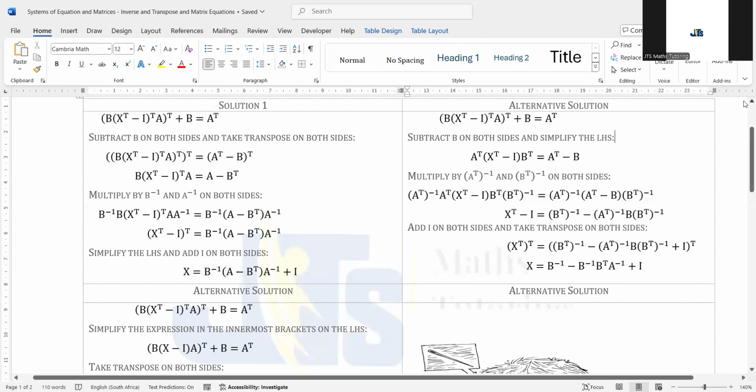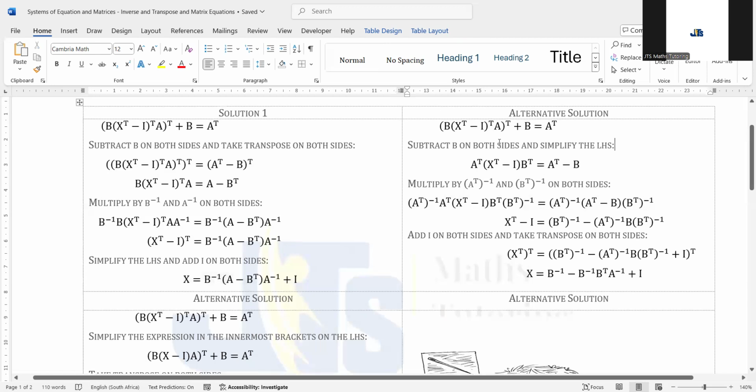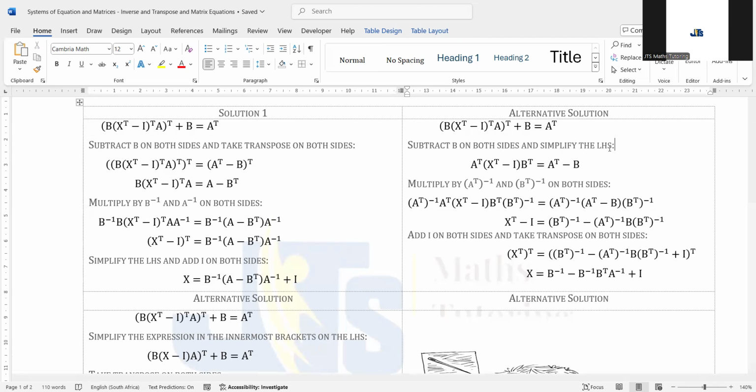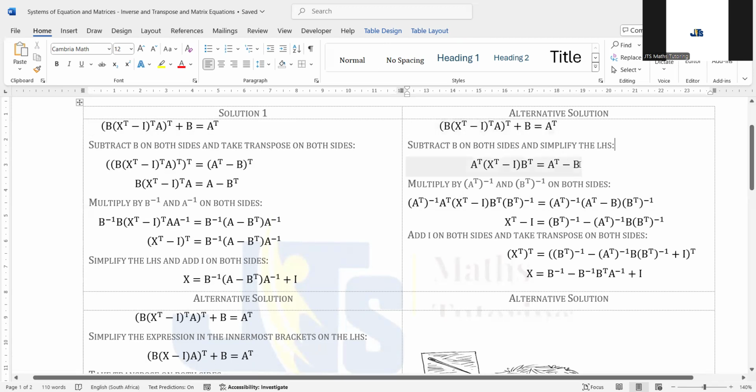So let's have a quick look at this. Right, subtract b on both sides. You see what I did this time around? I've subtracted b on both sides, but I did not take the transpose. And I've simplified my left-hand side. I've taken advantage of the product of the transpose this time around. So I want you to see, I've subtracted b, which is here.